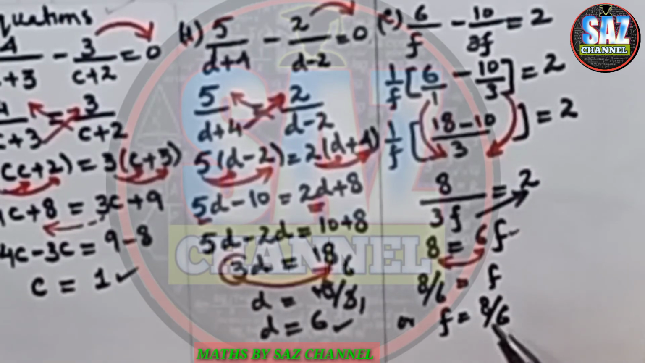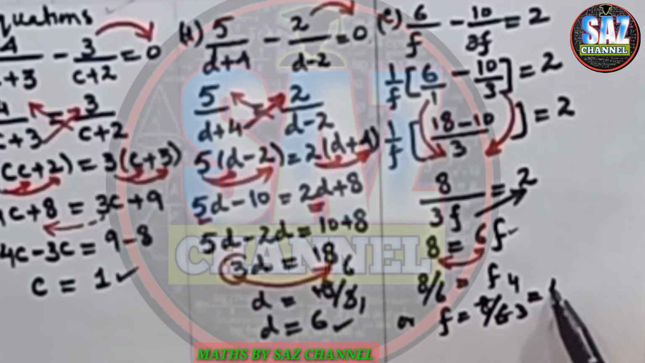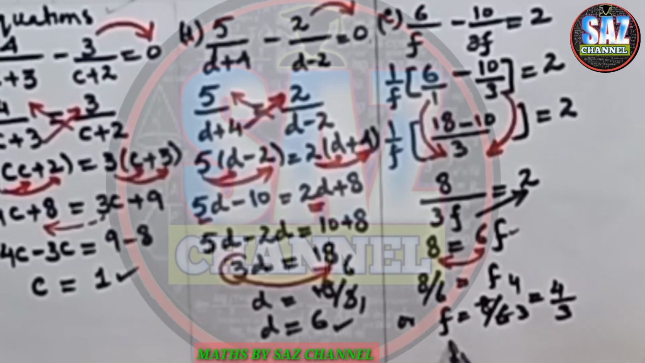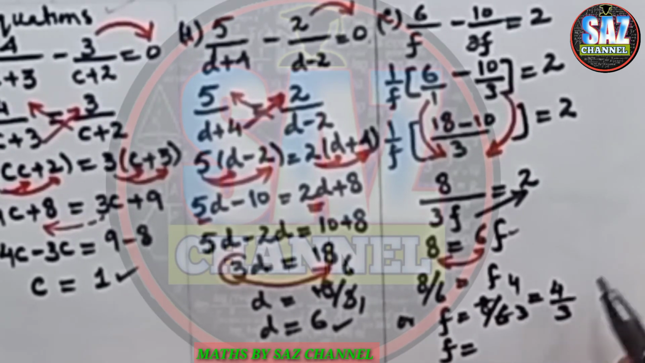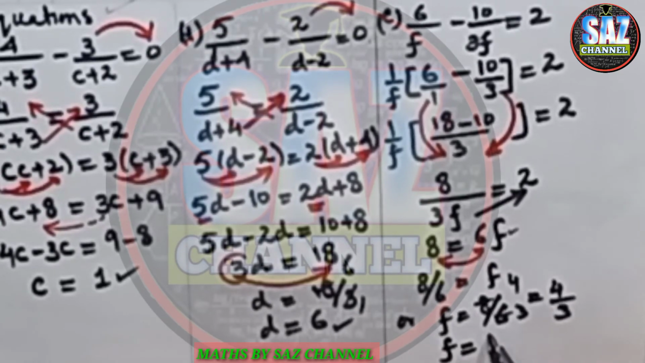8 and 6 both can go in the table of 2. 2 fours are 8 and 2 threes are 6, which is equal to 4 by 3, or, as the numerator is larger than the denominator, I can give my answer as a mixed number, 1 whole 1 by 3.